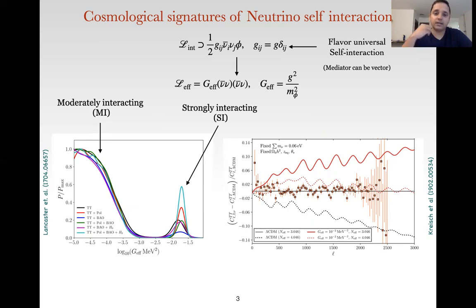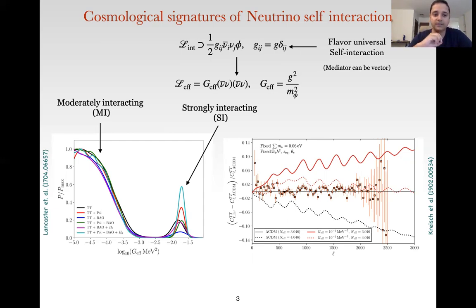Now, all the studies that have been done so far take this coupling matrix G_ij to be proportional to the identity. So this is the coupling of φ with two flavors of neutrinos, and taking it proportional to identity means it's a flavor-universal interaction. All the neutrino flavors interact with φ with equal strength. And when you integrate this out, G_eff is given by g squared over M_φ squared.